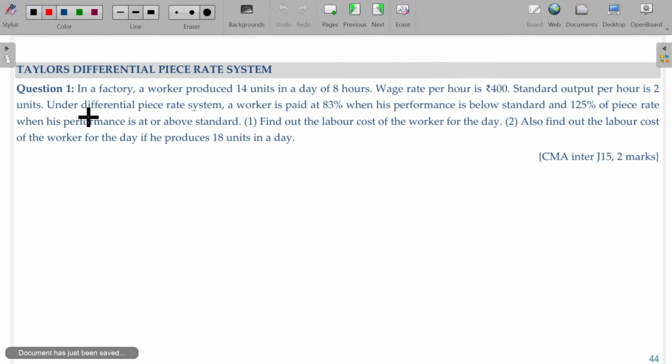In a factory, a worker produced 14 units in a day of 8 hours. Wage rate per hour is 400. Hourly rate.